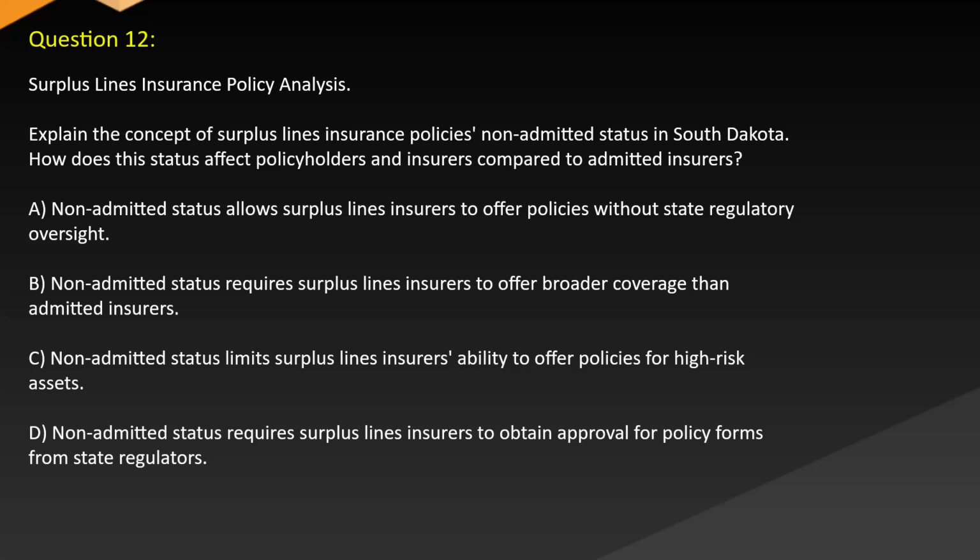How does this status affect policyholders and insurers compared to admitted insurers? A. Non-admitted status allows surplus lines insurers to offer policies without state regulatory oversight. B. Non-admitted status requires surplus lines insurers to offer broader coverage than admitted insurers. C. Non-admitted status limits surplus lines insurers' ability to offer policies for high-risk assets. D. Non-admitted status requires surplus lines insurers to obtain approval for policy forms from state regulators.